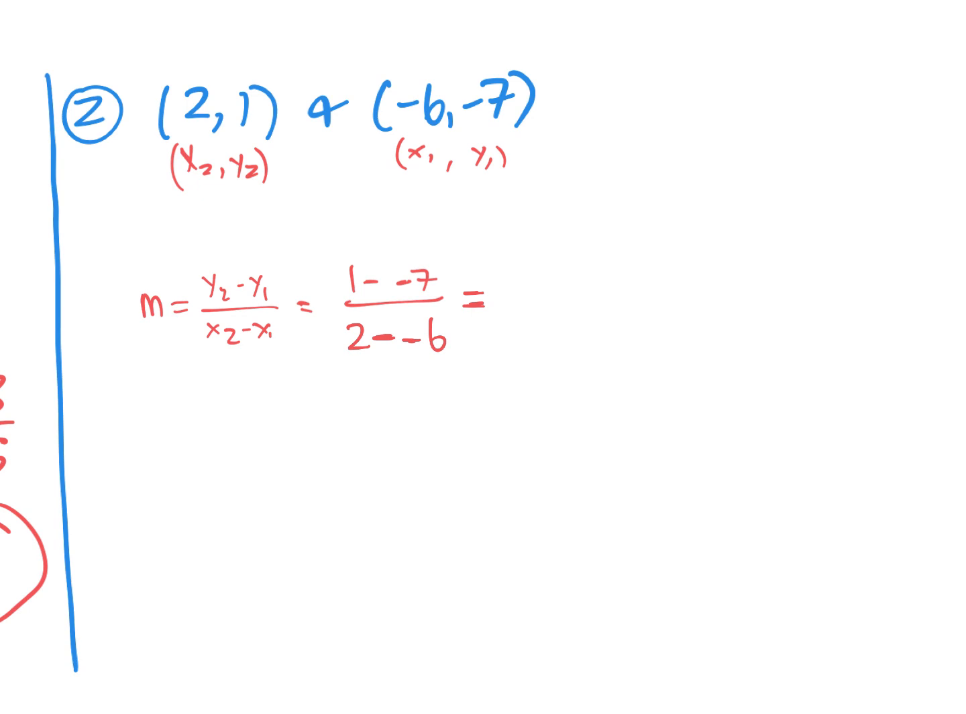So 1 minus a -7 is going to give me a +8, and then 2 minus a -6 gives me another +8. So I do have a slope of 8/8, but I know I can reduce this fraction down to 1/1 or just 1. So make sure you tell me that your slope is 1 and not 8/8. We want to make sure we're simplifying those fractions where we can.